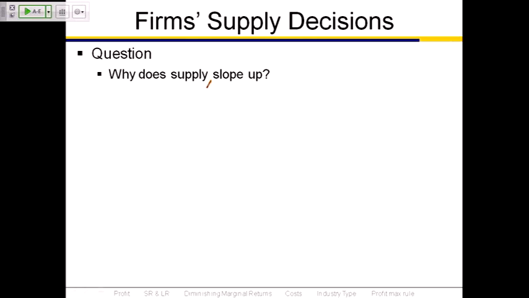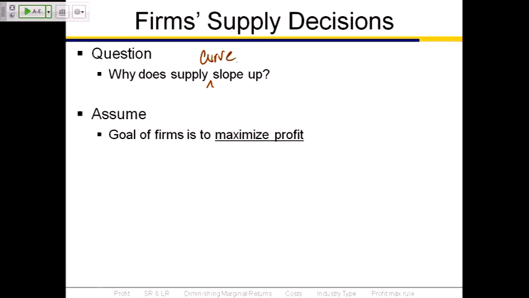Why does the supply... should be the word curve in there, shouldn't there? Why does the supply curve slope up? Is the question that we're asking. Remember, I said everything has questions, simplifications, assumptions. The simplifications I didn't write down, it's just we're going to talk about one firm and we don't really care what it produces. The assumptions are that the goal of the firm is to maximize profit.